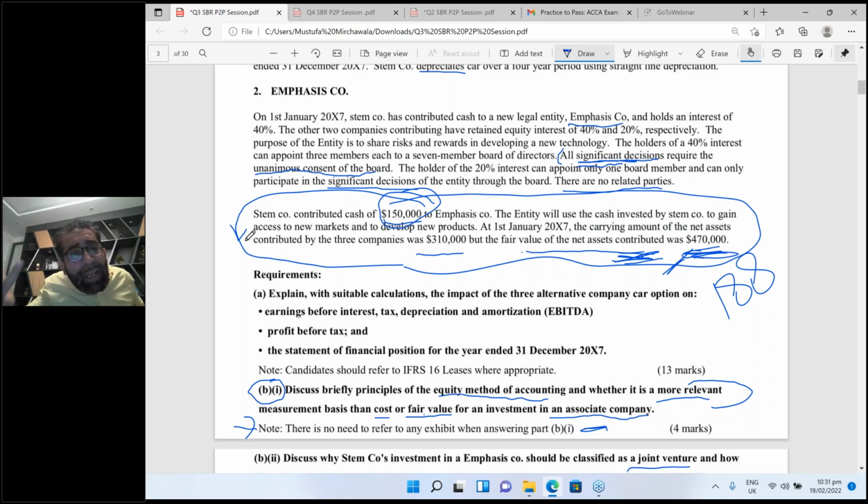Why did the other two allow us for 150? There are other owners, 60% owners. Why did they allow us for 150? This is the question. Can you explain? Can you give answers? I'm waiting for your answers.